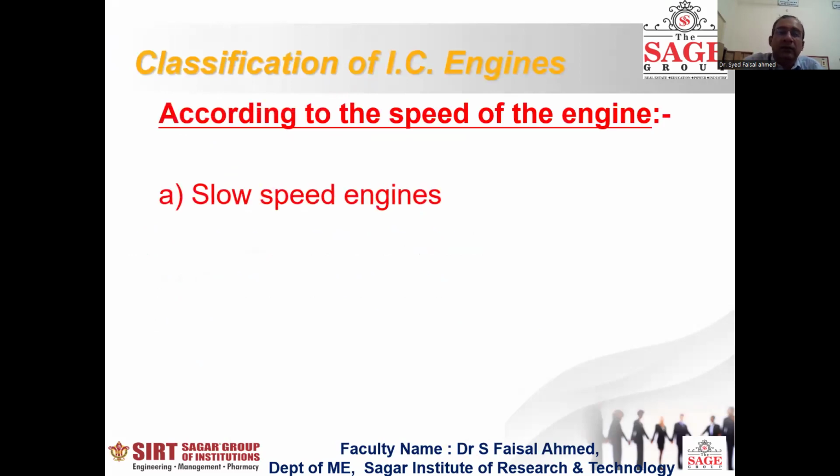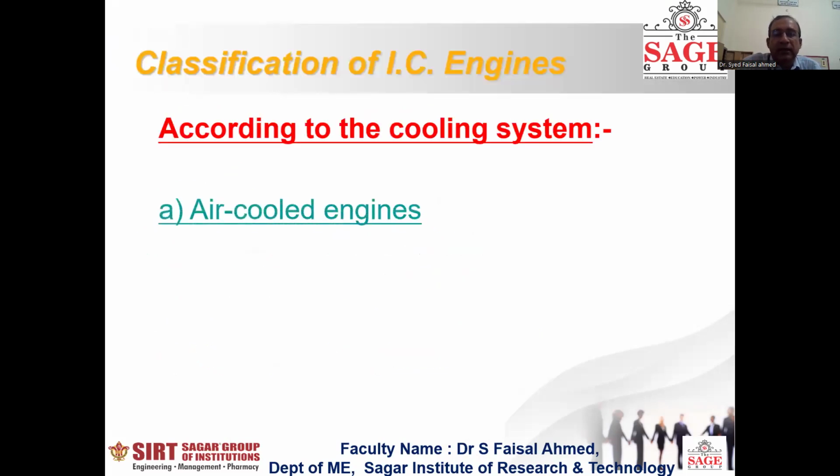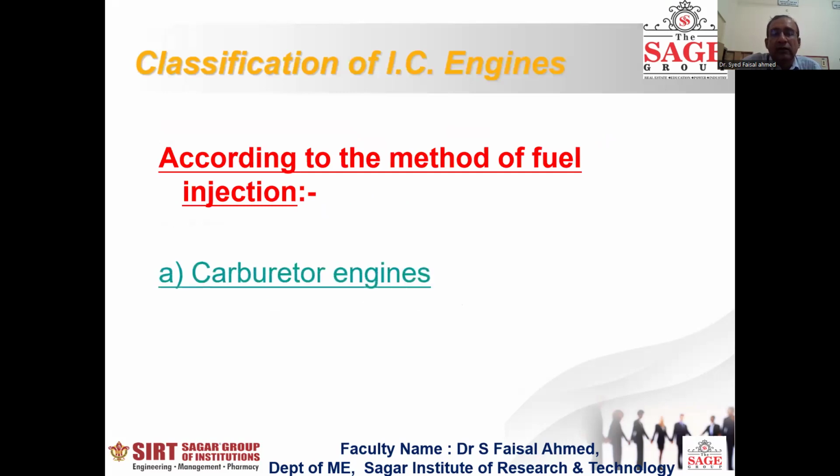Classification according to the speed of the engine: slow speed, medium speed, high speed engine. Then types of cooling: air cooled engine, water cooled engine. Then according to the method of fuel injection: carburetor engine, where the air-fuel mixture is combined in the carburetor, and then air injection, where air is injected into the cylinder, compressed, and then fuel is injected into it.